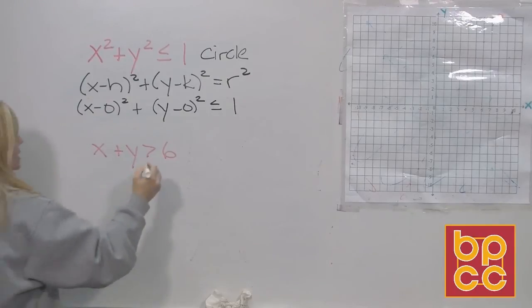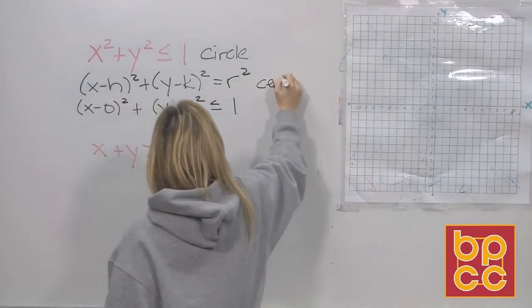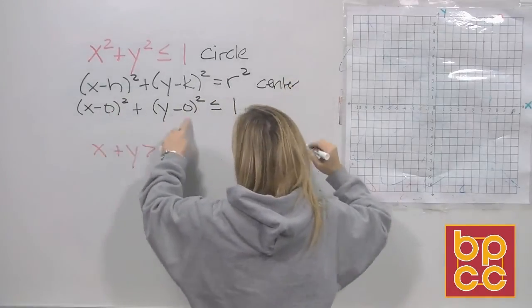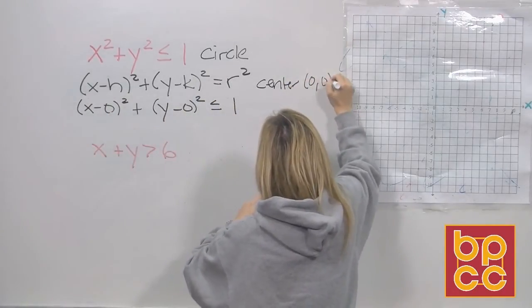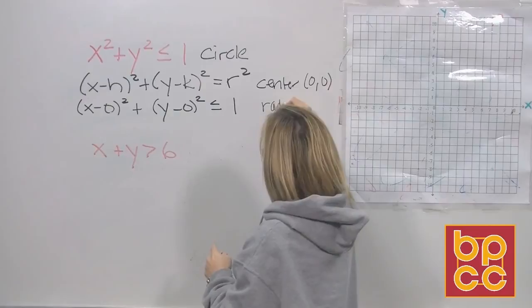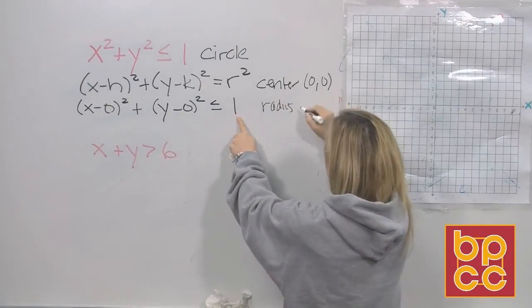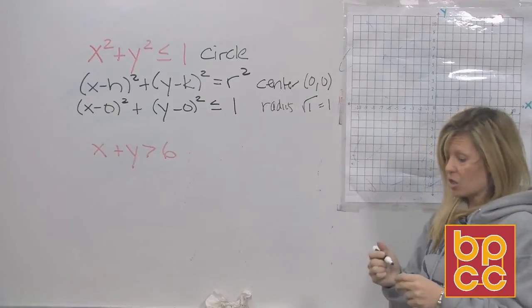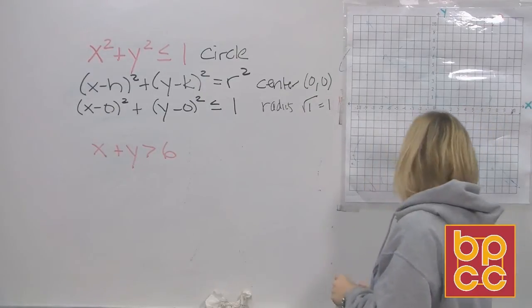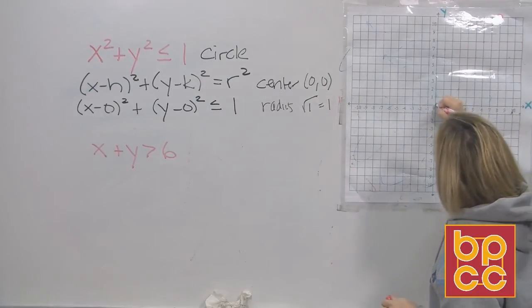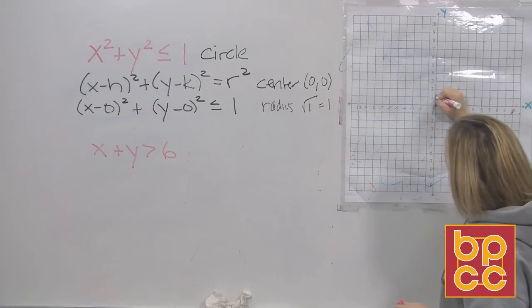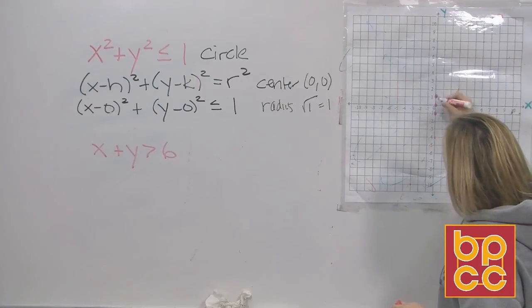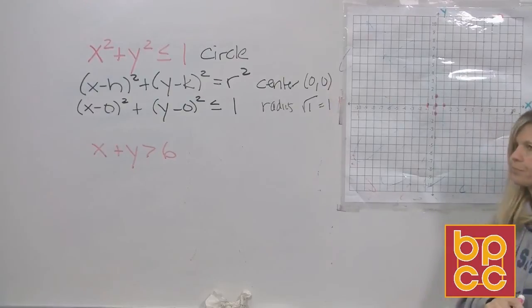So now we can see the center is the origin, 0, 0. The radius is the square root of this number, and the square root of 1 is 1. So again, there's going to be an itty-bitty circle. We're going to plot the center at the origin. We're going to move up 1, down 1, right 1, left 1.